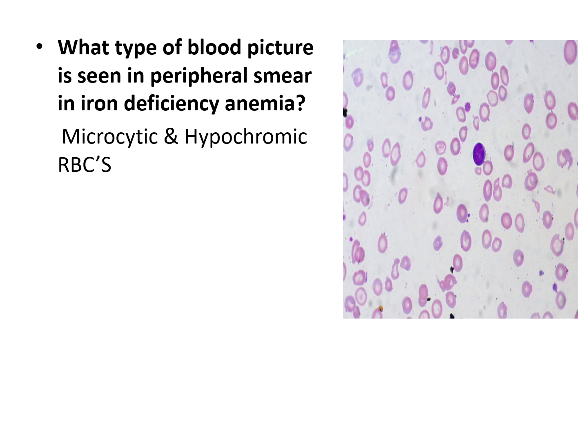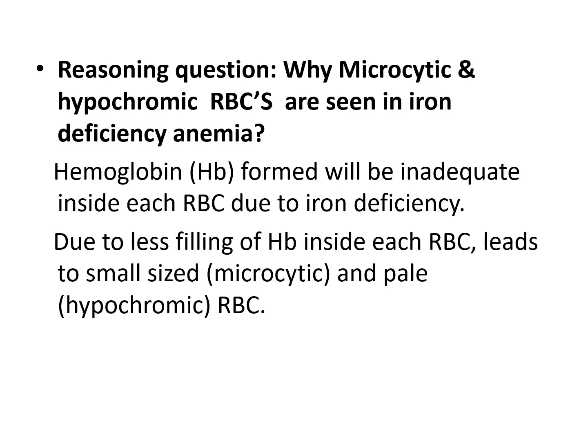What type of blood picture is seen in peripheral smear in case of iron deficiency anemia? So we see microcytic and hypochromic RBCs. So the reasoning question that can be asked is why microcytic and hypochromic RBCs are seen in patients with iron deficiency anemia. The hemoglobin formed will be inadequate inside each RBC because of iron deficiency. Due to the less filling of hemoglobin inside each RBC, the RBCs become small sized, called microcytes, and look pale, called hypochromic.